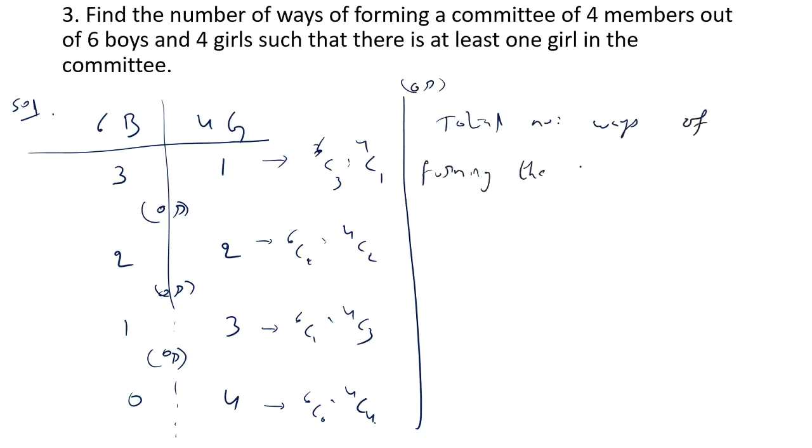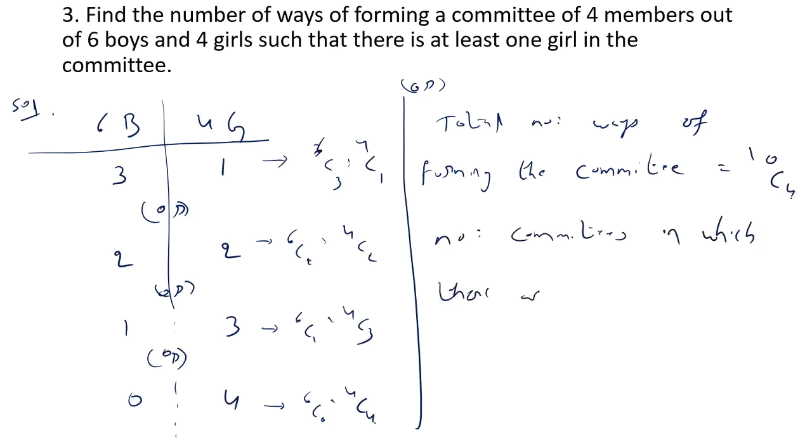Forming the committee is 10 choose 4. So we have 10 people, we have to select 4. Now the number of committees in which there are no girls is equal to 6 choose 4.